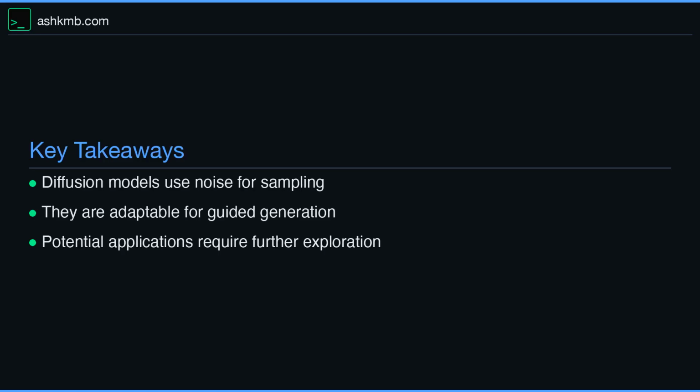In summary, diffusion models use noise for sampling and can be adapted for guided generation, which improves the quality of outputs while maintaining diversity. What are the potential applications of diffusion models in real-world scenarios?